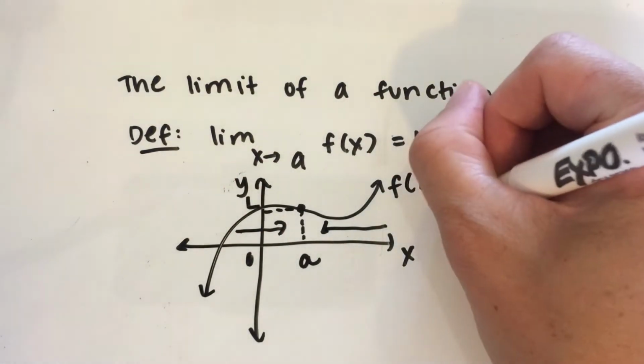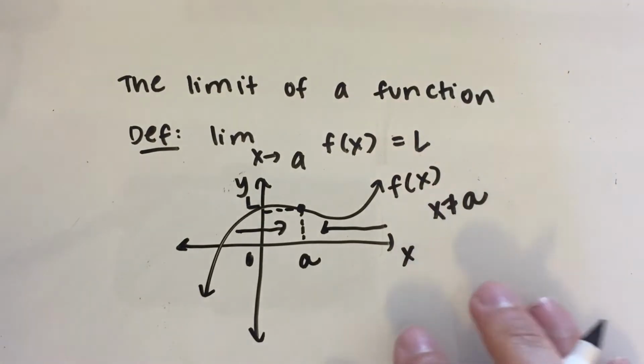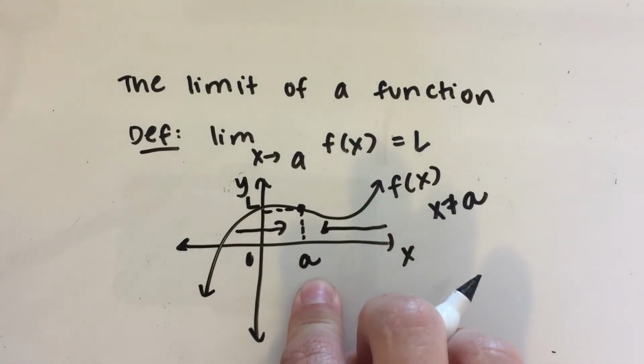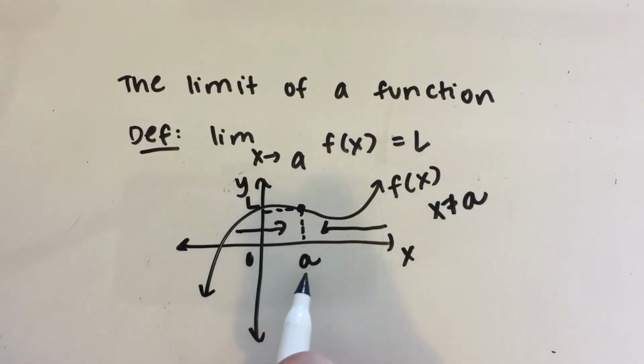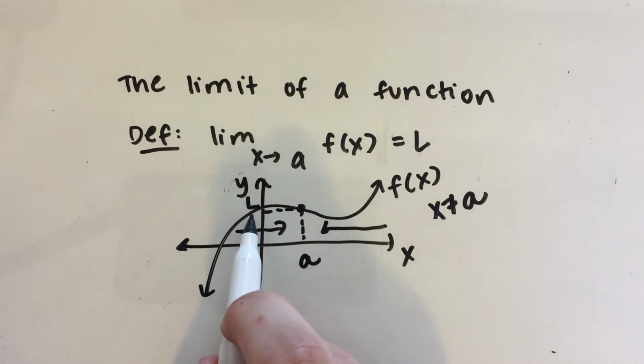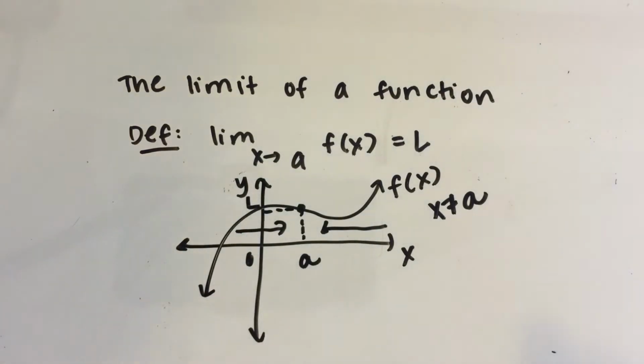So notice that x does not equal a, and that x is just getting really close to a, and that as it's getting close to a, the y value is getting close to some number L.